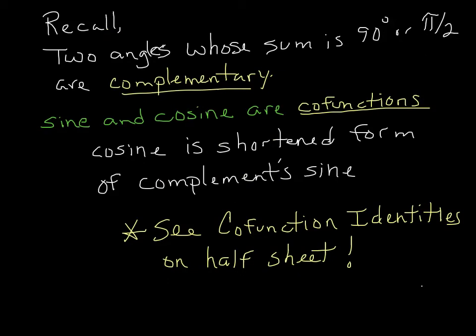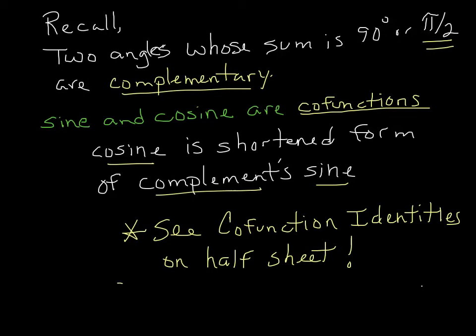Now, if you recall from geometry, if I have two angles whose sum is 90 degrees, or we can also use pi over 2 if we're thinking in terms of radians, then those angles are what we call complementary. And the sine and the cosine are what we call cofunctions. And cosine is really a shortened form of complements sine. So the cosine is really complementing the sine. On the identity sheet that I gave you in class yesterday, there is a little section that says cofunction identities. So you can just see that half sheet rather than me writing them all out here.